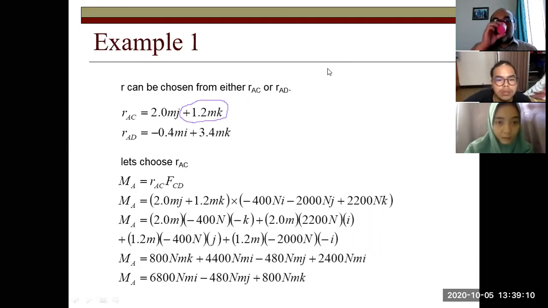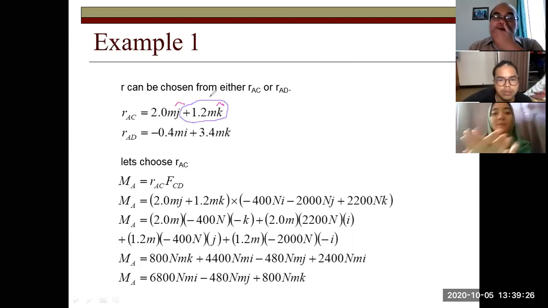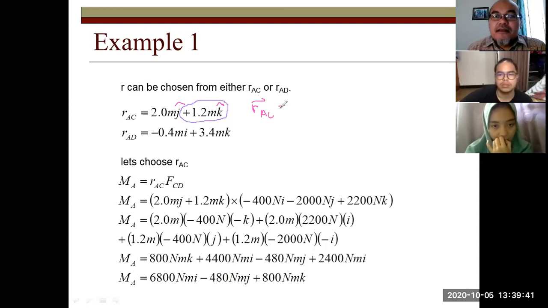Okay. My question is why it's positive, not negative, because the A is placed below. I mean, why is it positive in the back? So RAC means a position vector from A to C. Okay. So writing it in a different way, RAC equals ROC minus ROA.